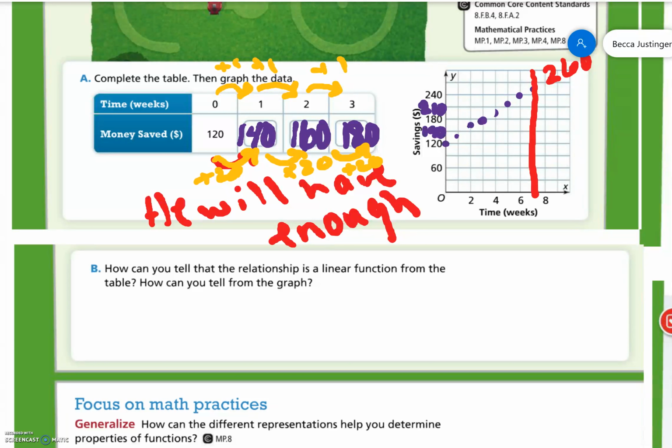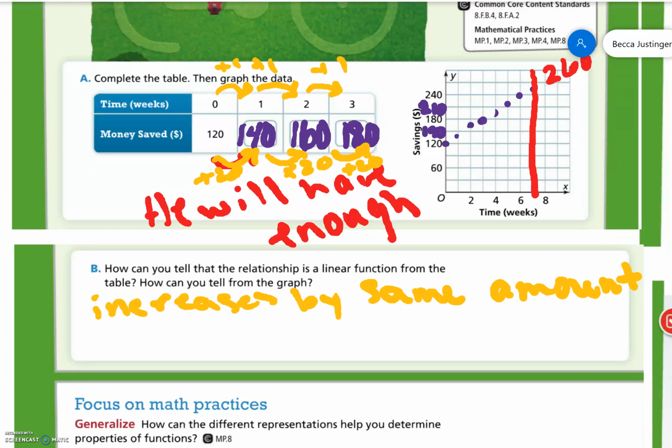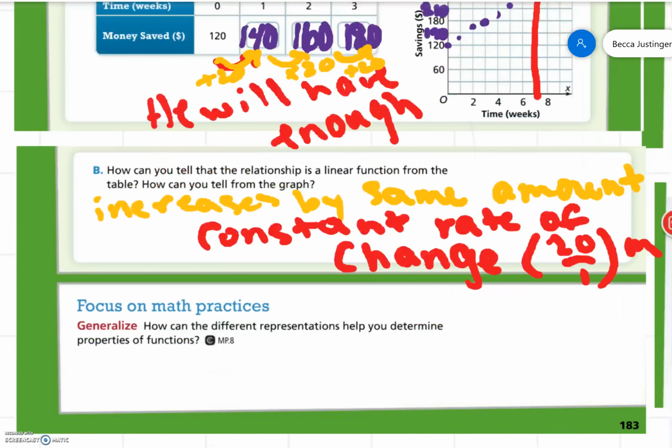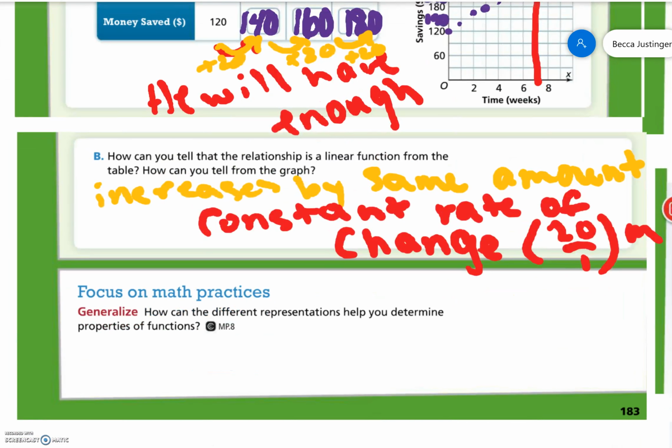So from the graph, you can tell because it increases by the same amount. Remember that vocab word from last time, constant rate of change. So our constant rate of change here was 20 because it's 20 over 1. Remember, that's also our slope. You can tell it's linear from the graph because it makes a straight line.